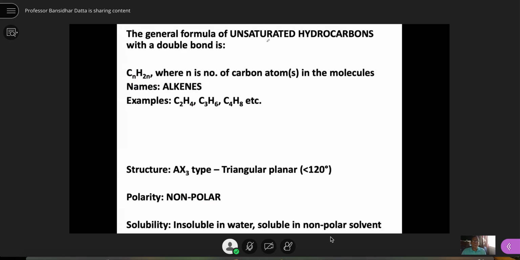Next, the general formula of unsaturated hydrocarbons with a double bond is CnH2n. N is the number of carbon. And now, the name of the molecule is alkenes.